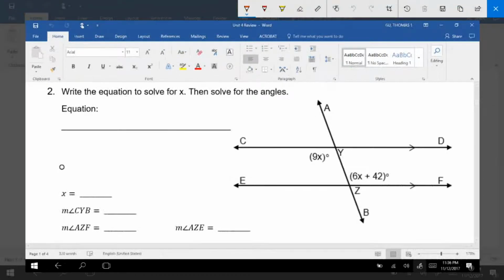Alright guys, on to number 2. Here we're going to write the equation to solve for x. You can see x is right here and right here. And then we're going to solve for the angles. So first we're going to solve for x, then we're going to solve for the angles.